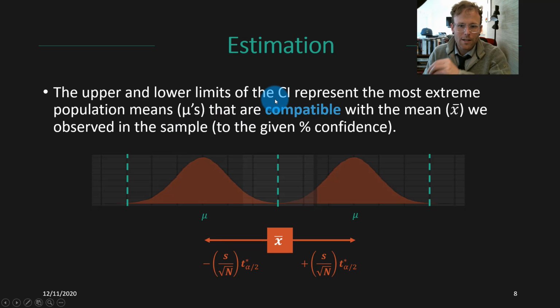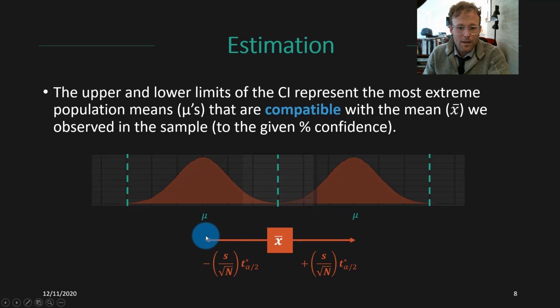So the upper and lower limits of the confidence interval represent the most extreme population means, right? That is to say, the mu's that are compatible with the sample mean, the x bar, that we observed in the sample, out to the given level of confidence that we specified, right? So you can think about it this way. If I have my x bar, I calculate the lower limit of my 95% confidence interval, and I calculate the upper limit of my 95% confidence interval.